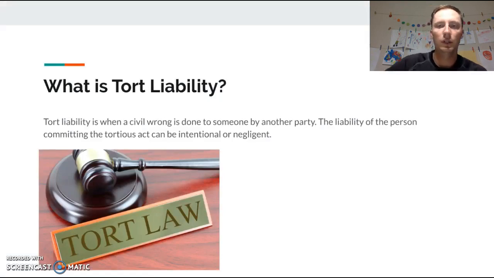So what is tort liability? Tort liability is when a civil wrong is done to someone by another party. The liability of the person committing the tortious act can be intentional or negligent. So in school, that could be administration, teachers, another student, any staff member by the district towards another student or another person in the school as a stakeholder.